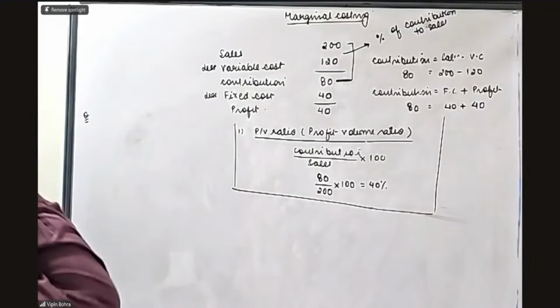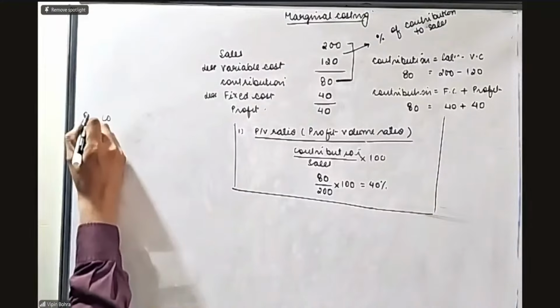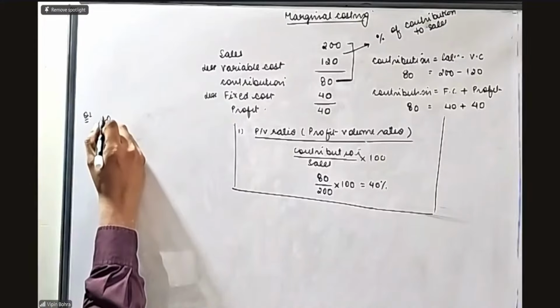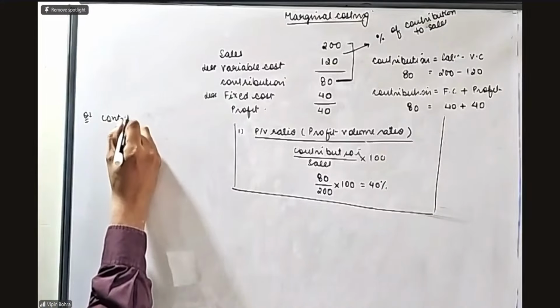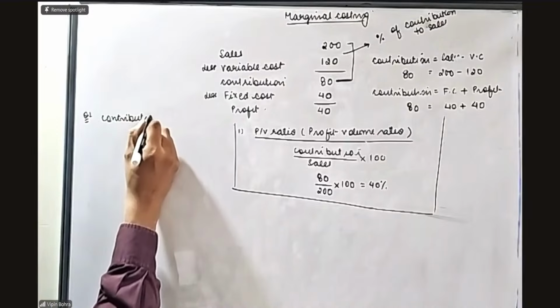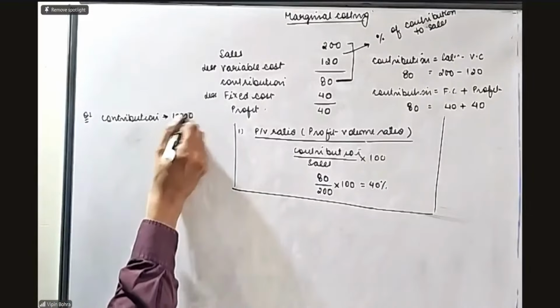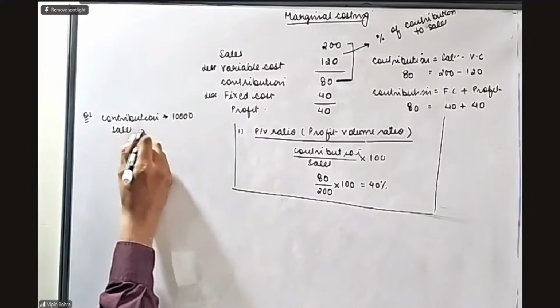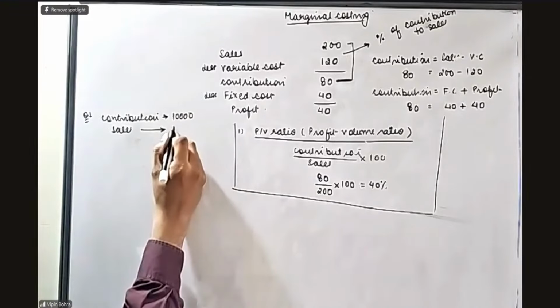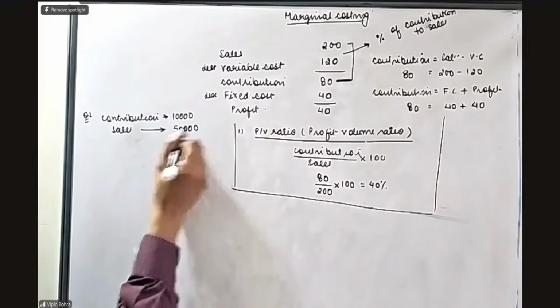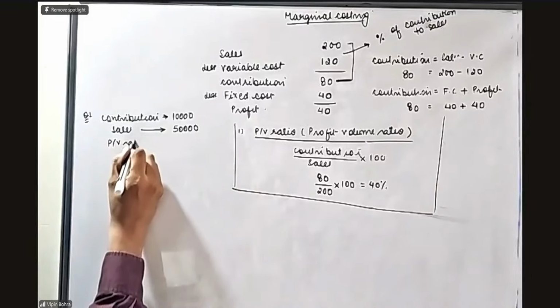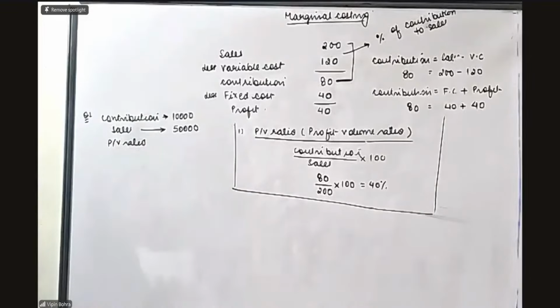Let's say my contribution is 10,000. My sales is, let's say, 50,000. So what will be my PV ratio? Can you guys tell me?